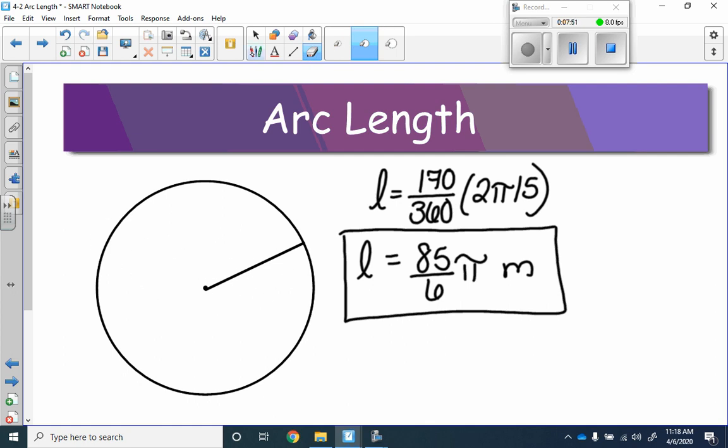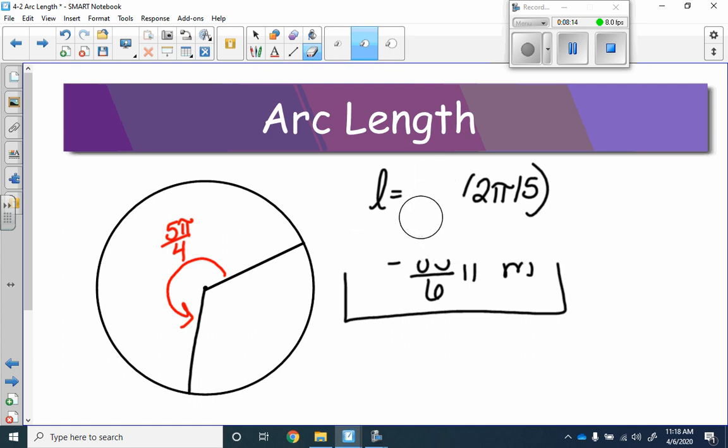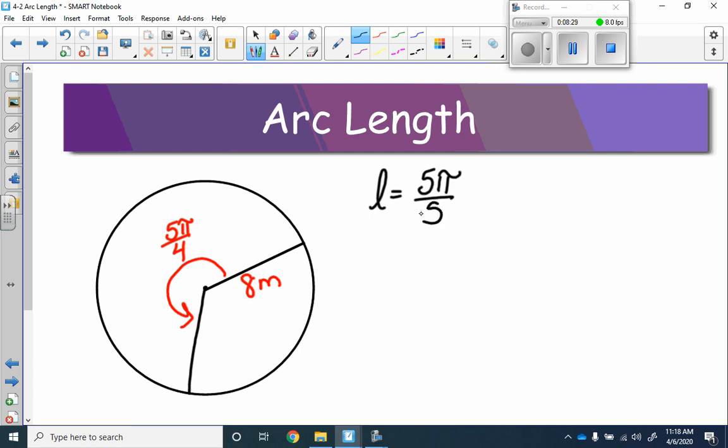Okay, let's take a look at another example. Let's do a radian this time, and let's say that the radian measure is 5 pi over 4. Since I'm more than halfway, I just need to pick something that's more than pi. And let's use a radius of 8 meters. What's beautiful and awesome about using the radian is you just have to take your 5 pi over 4 and multiply it by the radius. That's all you got to do.